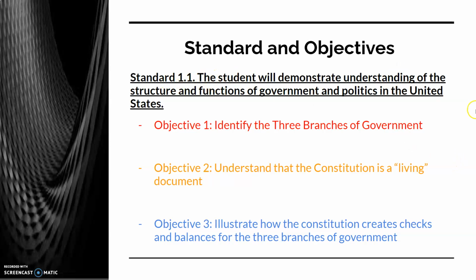Standard 1.1, the student will demonstrate understanding of the structure and functions of government and politics in the United States. Objective 1, identify the 3 branches of government. Objective 2, understand that the Constitution is a living document. And Objective 3, illustrate how the Constitution creates checks and balances for the 3 branches of government.